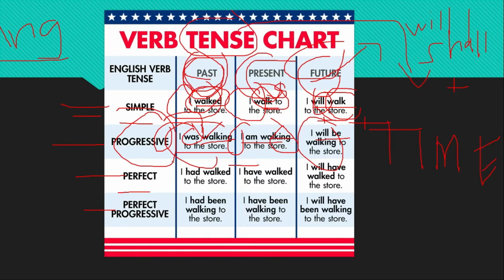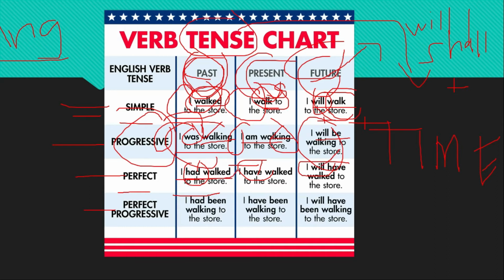Example, fly, flew, flown. Flew is the simple past, while flown is its perfect form or past perfect form. Sorry for this. So example, I had walked to the store. For the perfect tense, we always use the auxiliary verbs had, have, or will have. Okay? Had is for past, have or has for present, depending upon the number of the subject, and then shall have or will have plus past participle for the future perfect.